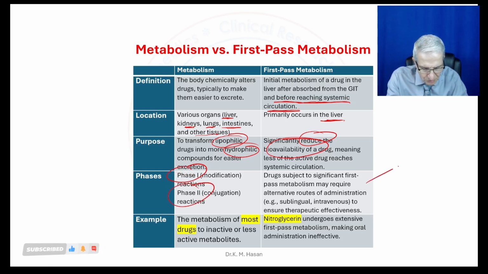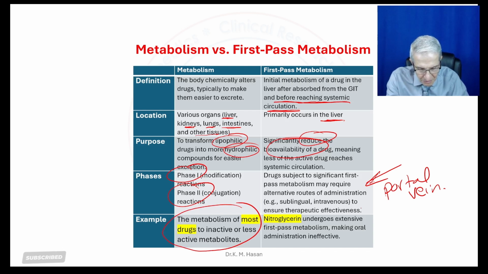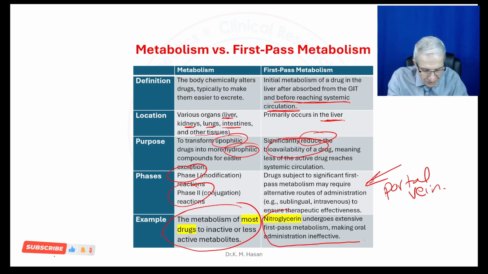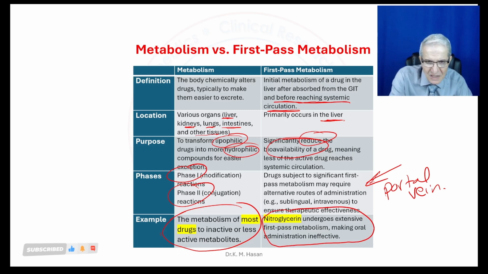For first pass metabolism, we have the portal vein and the different system. Example for most drugs is normal metabolism. For first pass metabolism, here we have nitroglycerin. Nitroglycerin, if you prescribe this medication orally, 90% of the medication will be destroyed in the liver and only 10% will arrive to the blood circulation.